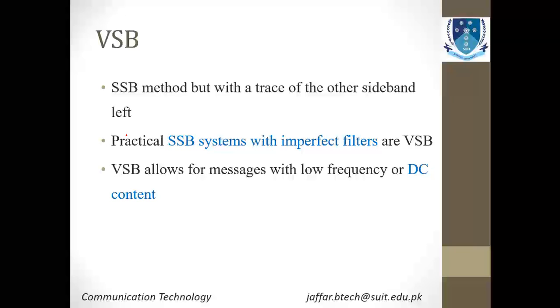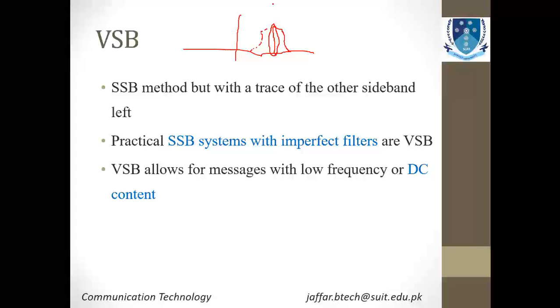Now coming to the last type or the last category of this AM, the last one is known as VSB or vestigial sideband. So I have told you that in SSB the outcome is something like this. You have to basically cancel one of the filters and you filter out one of the sidebands. Let's say you have cancelled this sideband, but most of the time it is not possible to filter at the exact point. You can see this is not always the case.